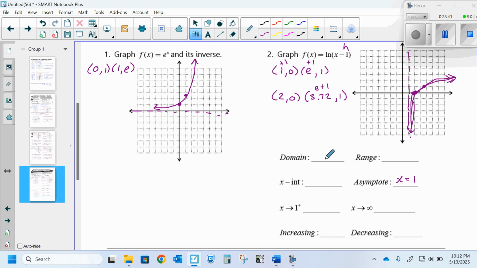Okay, so our domain is 1 to infinity. Range. As x approaches 1 from the right, your y value is going down. As x goes to the right, your y value is going up, and this graph is increasing from 1 to infinity, not decreasing. Okay, so biggest takeaways.